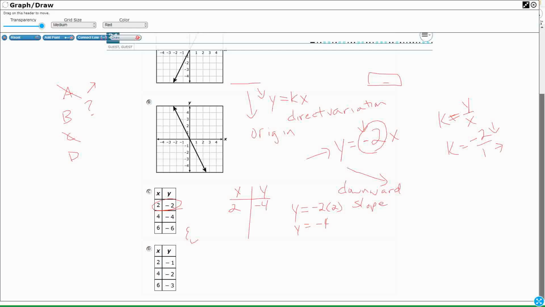We could do that same thing for D. We could also put these in Desmos and make a table of values and see which one matches up with this equation right here, right? But let's go ahead and just do it by hand. Finish here. x is going to be 2. We already know that y is going to be negative 4 rather than this negative 1. So that's already out, right?